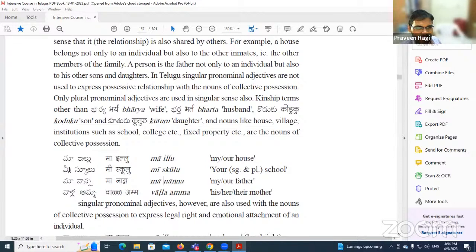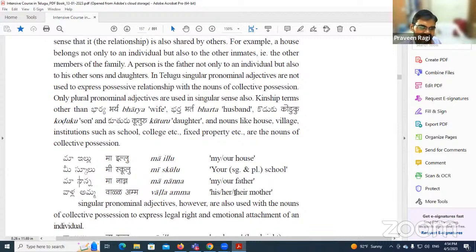Me school, your school. We don't say na school ekkada in the Telugu language. We always say me school. Similarly, me nanagana, because you may have siblings.